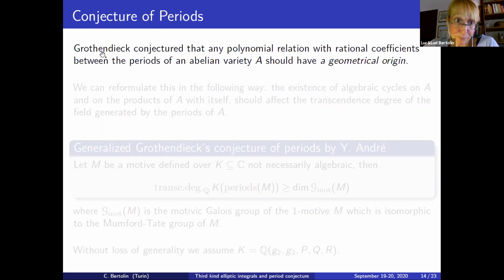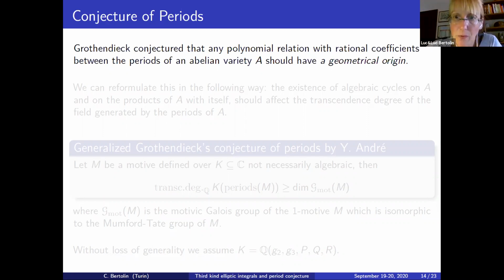Grothendieck conjectured that any polynomial relation with rational coefficients between periods of an abelian variety should have a geometrical origin. But he never explained mathematically what this means. He just gave this intuitive explanation.